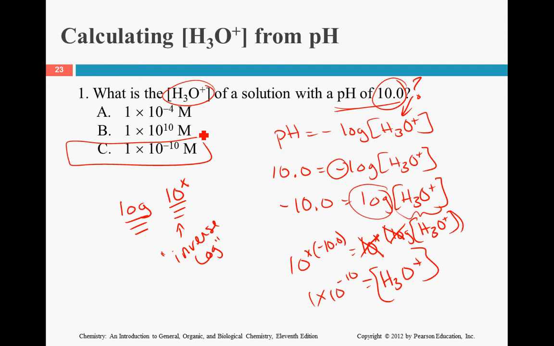The takeaway lesson to this is to get to the concentration, you're going to put the negative pH, put 10 to the x of the negative pH. This canceling out is important mathematically, but as long as you remember to do the inverse log of the pH, you should be fine.